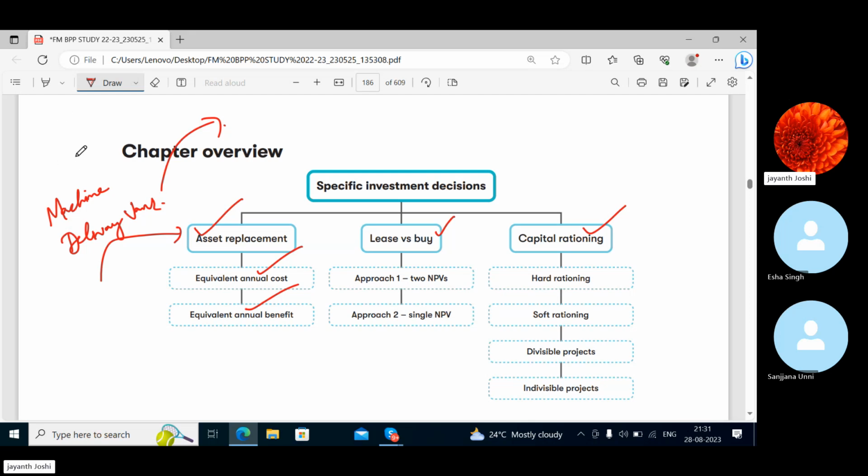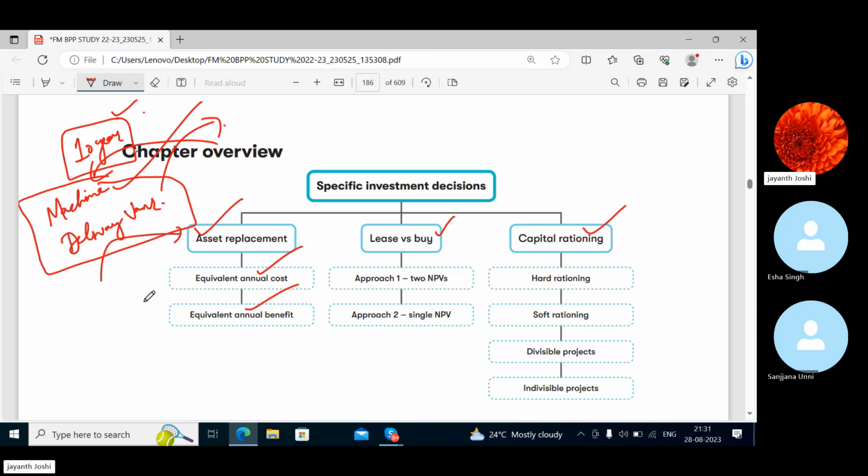Let's say a machine or delivery van will be handy for you for 10 years. After that, these are not going to give you proper service. Again, you have to spend a lot of money on repair, maintenance, servicing, etc. So it is better that you replace this machine. That means you remove this and bring a new one.